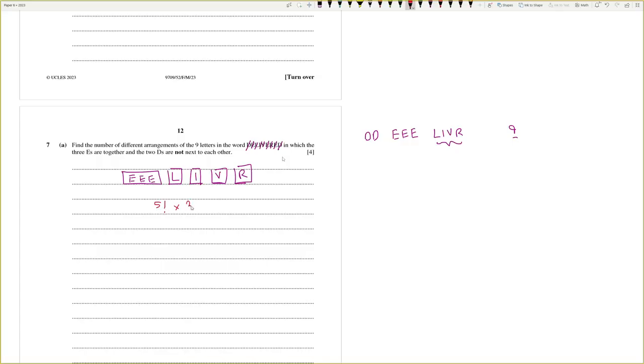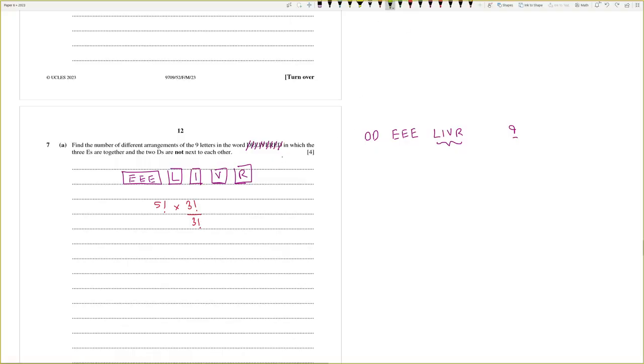And then the 3 E's can interchange with each other, but they are basically the same, right? So you have to divide by 3 factorial as well. This is totally optional. I just like showing this. You won't see this in the mark scheme much.